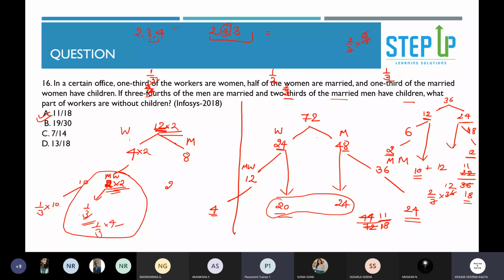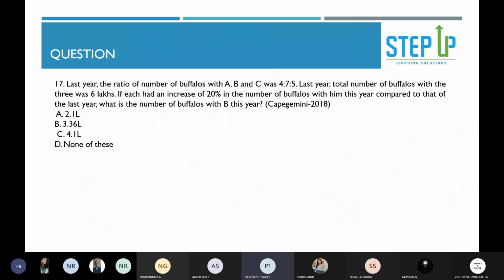Yes, ma'am. So here was the problem with assuming 12. Multiples of 3, like 3 into 2, 3 into 3, every such number will give you the answer. So you can take 3, 6, 9. 12 into 3 you can take, 12 into 6 you can take, 12 into 9 you can take. Any such number you can take. Okay, ma'am.